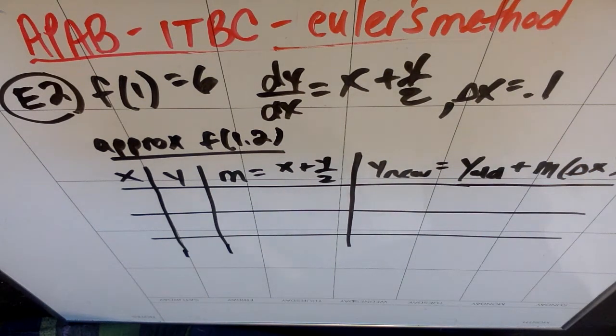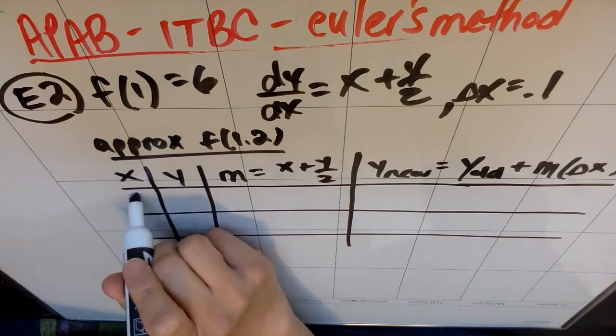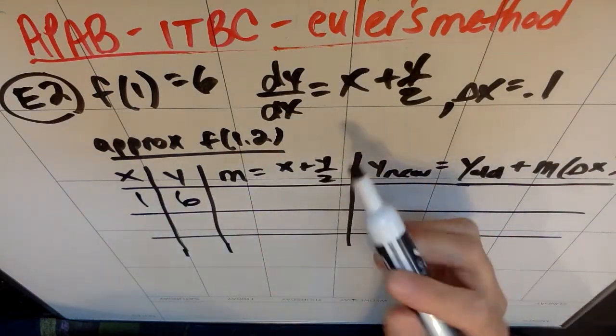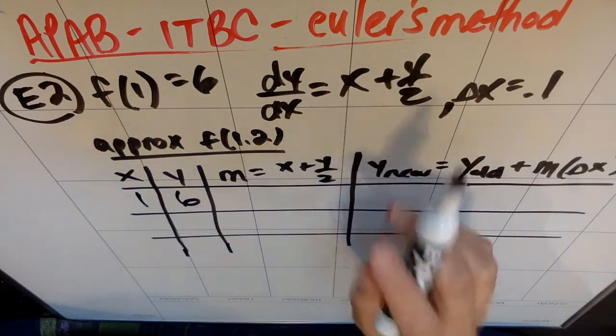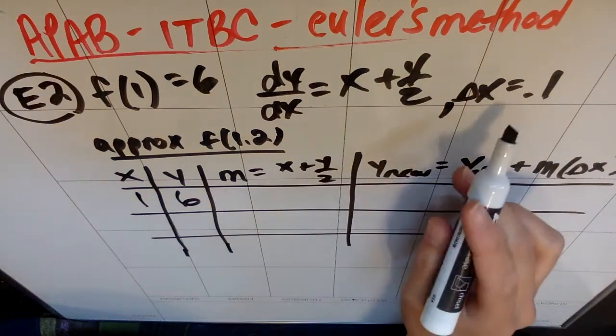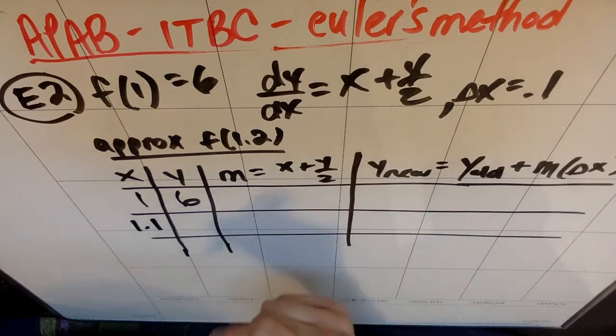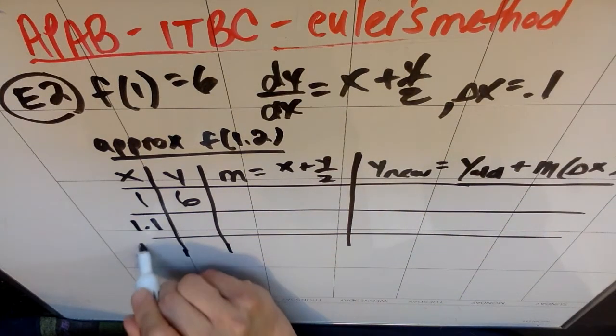So anyway, I set up my usual table. I'm given that f of 1 is 6, so that means my first point is (1, 6). I'm given that dy/dx, which is the way I'm going to approximate my slope, is (x plus y) over 2. And I'm given that the step size is 0.1. So the next step in my table will be 1.1, because that's 0.1 more than 1, and the next step in my table will be 1.2.